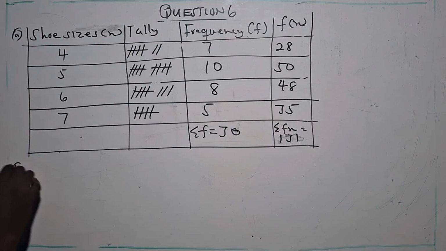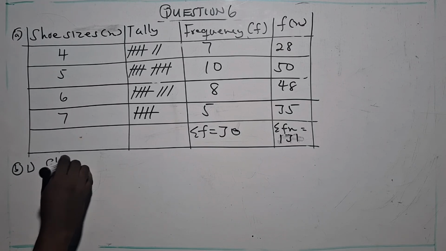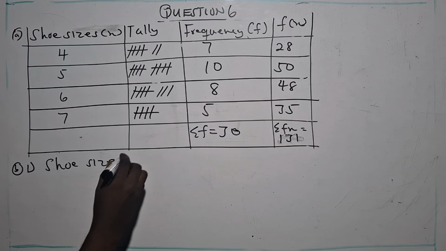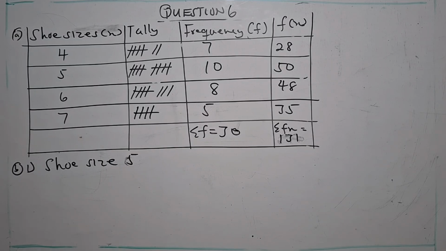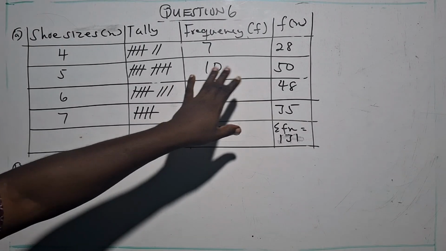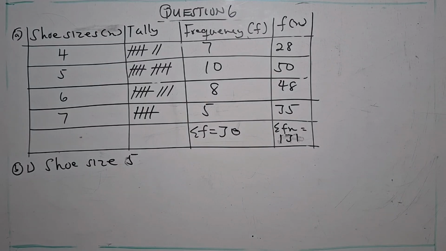Yes, 5A. So the BI says which size should be purchased in large quantity. So I will say shoe size 5. Yes, according to the table, shoe size 5, because the frequency is the number of people who wear that size. So 10. There were more. So shoe size 5.